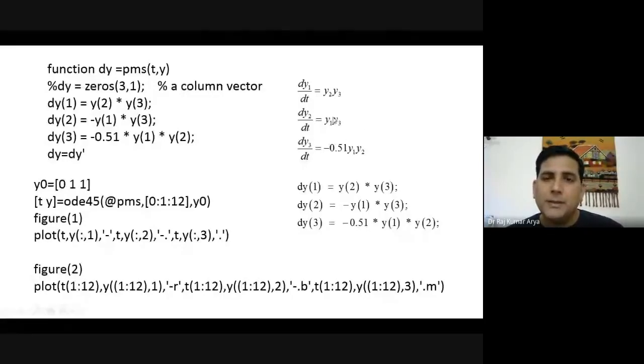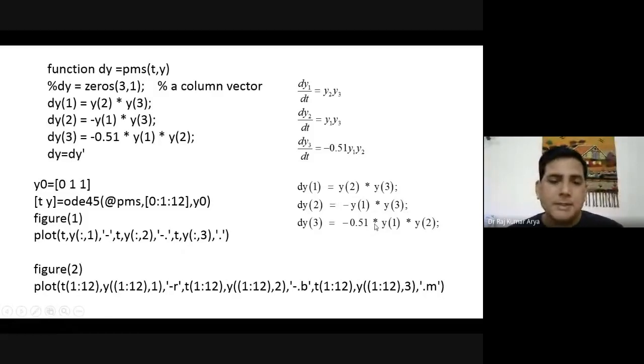If you want to define the first equation in MATLAB, you can write in this format: dy bracket 1, it means dy1 only. And each variable you just put inside the bracket, so it will become y2, it will become y3. Multiplication sign is just multiplication sign only. Same way you can define your y2. You would define this y2 in this particular pattern. Then you have defined your y3.